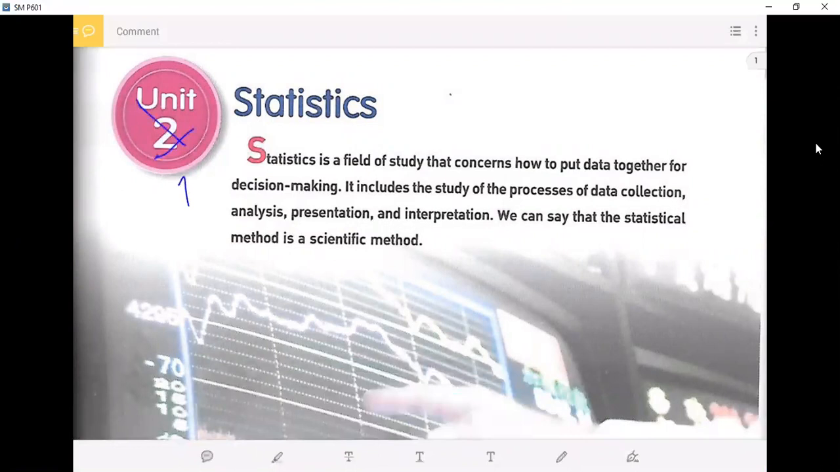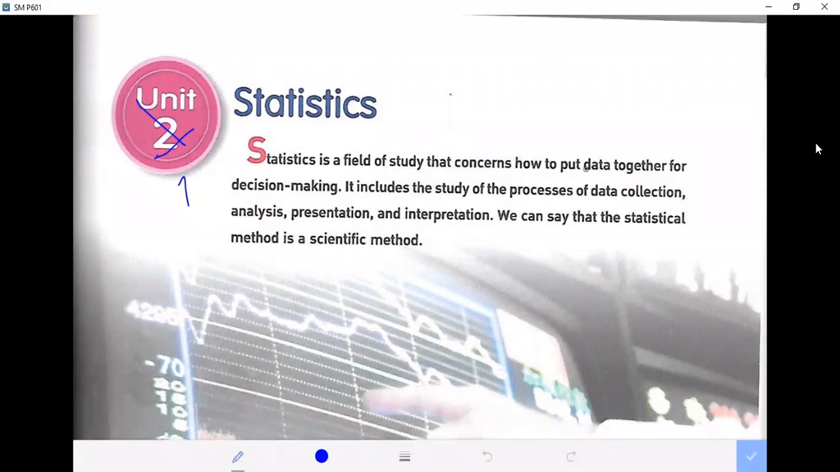It's a field of study that concerns the data. You have to put it together for decision making, right? You need to make your judgment. You want to go for one option, and it includes data collection. Before you can do it, you have to get the information, you have to get the data. And when you have the data, you go for the analysis. Analysis is like you choose some data that you want, you take it in, you take it out, and you do some calculations.